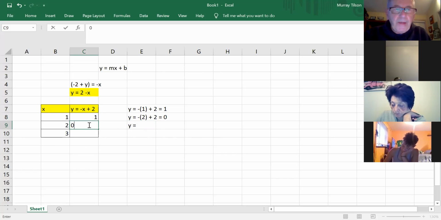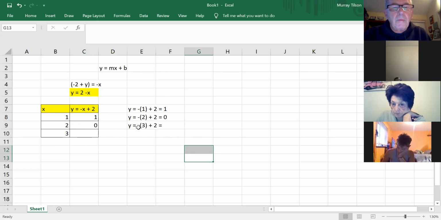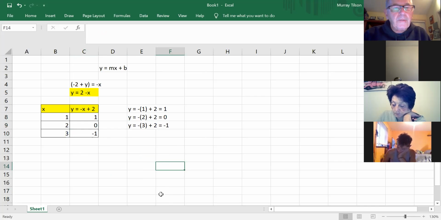The second one was that y was 0. The third one, y is equal to negative, in this case, it's 3 plus 2. And that's equal to -1, right? So you okay so far? So now we just take this and graph it.